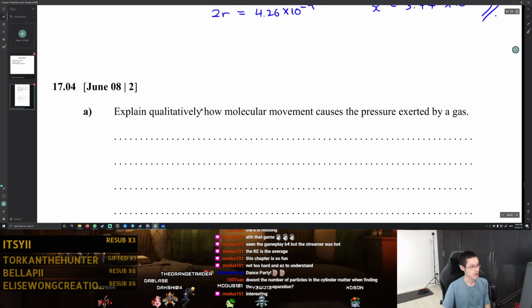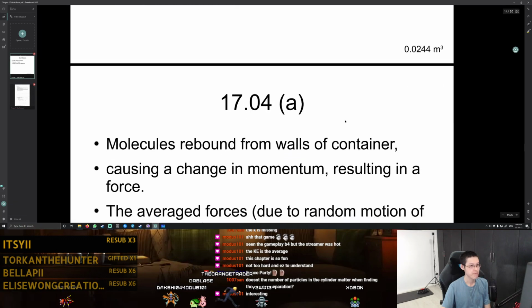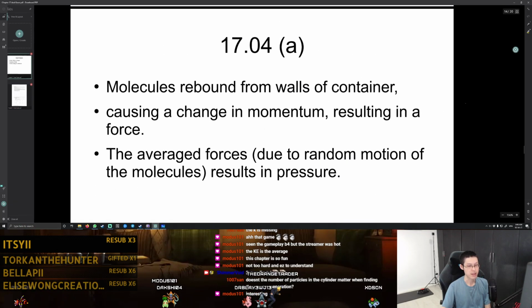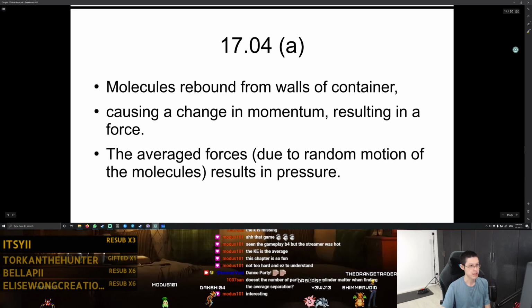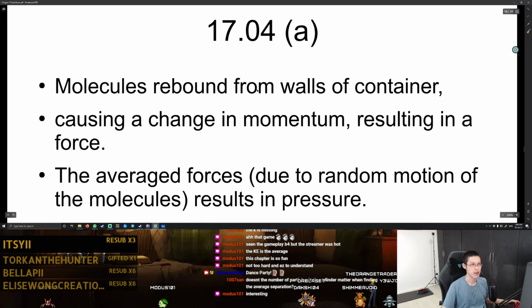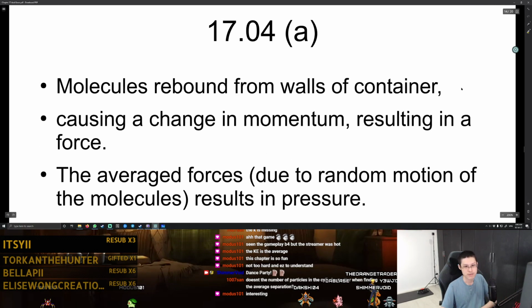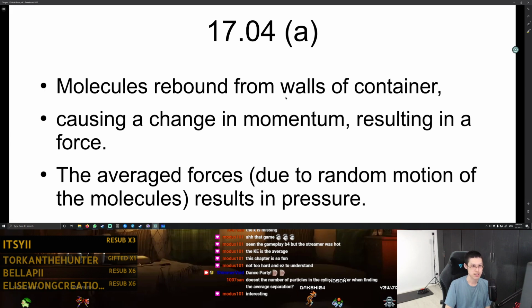So the way you want to explain this is by writing these three things. Molecules rebound from walls of the container, causing a change in the momentum, resulting in a force, and the average force due to the random motion results in pressure. So you can just write that down. This is the standard way of answering questions like these.